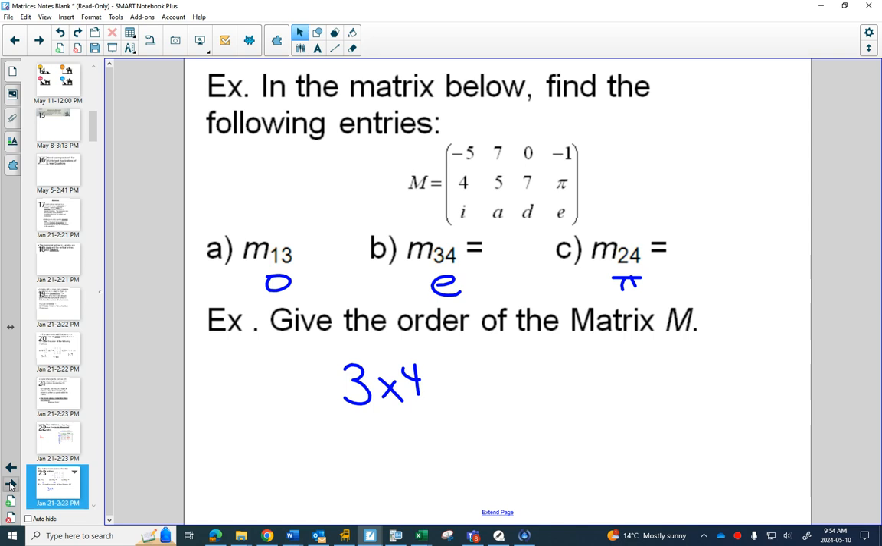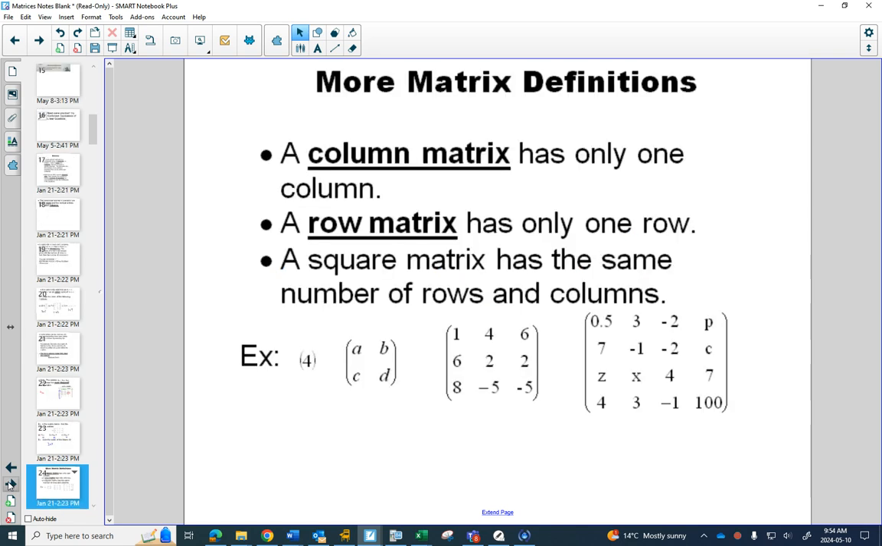You ready for some more complicated definitions? A column matrix has 1 column. A row matrix has 1 row. A square matrix is a square. It has the same number of rows and the same number of columns. So these are some examples of square matrices. No problem.